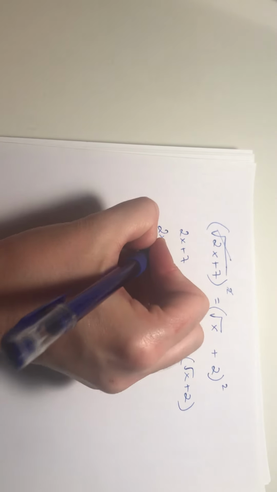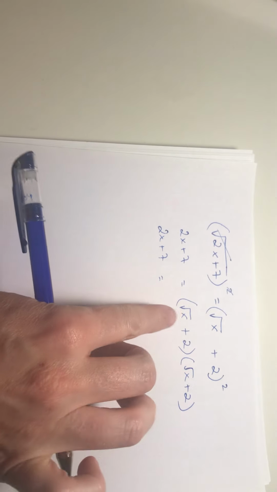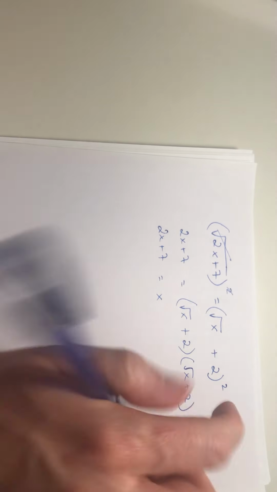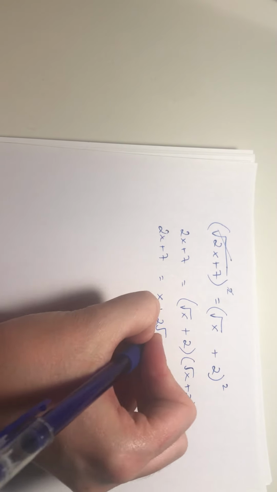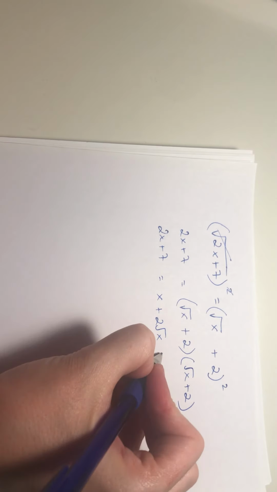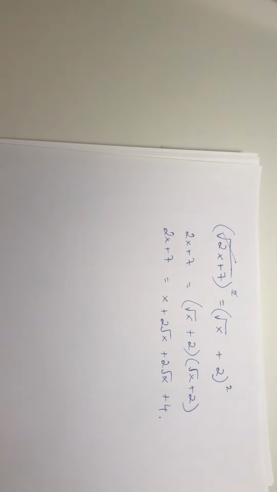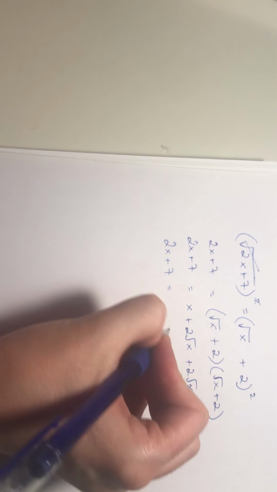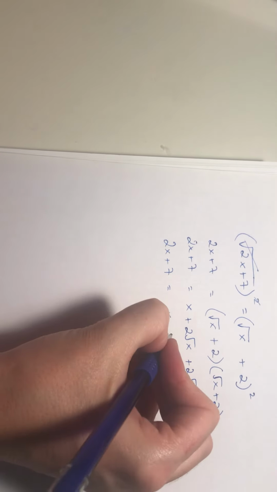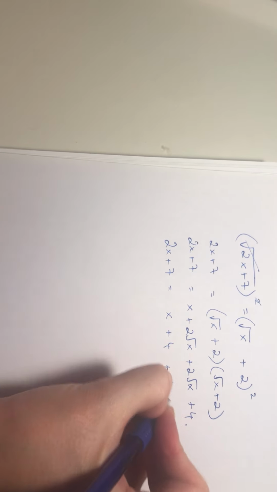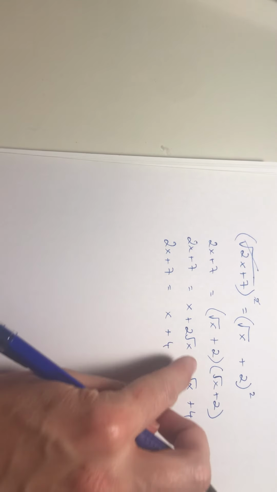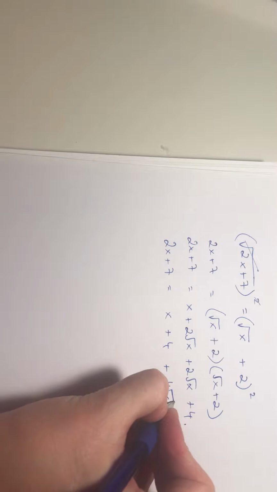So 2x plus 7 on the left. What happens when I multiply a root x by a root x? I get x. What happens when I multiply a root x by a 2? I get a 2 root x. 2 by a root x, I get a 2 root x. And a 2 by 2 is a 4. Clean all this up. 2x plus 7 is equal to x plus 4 plus 4 root x. So if I have 2 root x and 2 root x, I've got 4 root x.